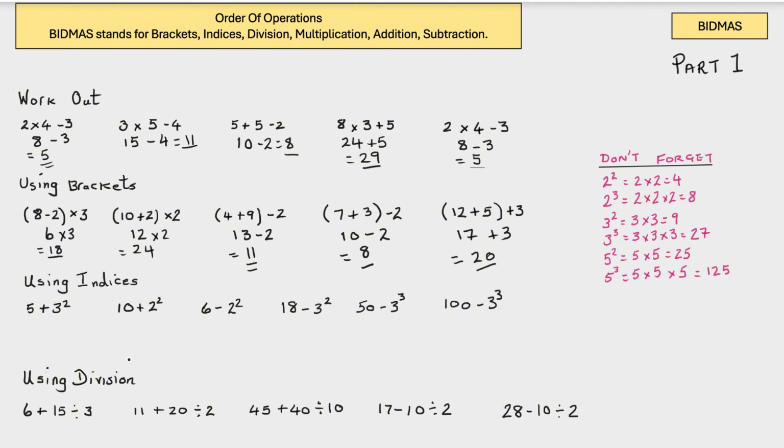This time, they're all going to involve indices. So we have 5. Any brackets first? No. Is there any indices? Yes. 3 squared. Now we know that 3 squared is 3 times 3 gives us 9. Plus the 5 equals 14. Brackets no, indices, yes. 2 squared is 2 times 2, which is 4, plus the 10 equals 14. Brackets no, indices, yes. Minus 2 to the power of 2. Now that's a clever one, because you cannot have a negative power or a negative indice.